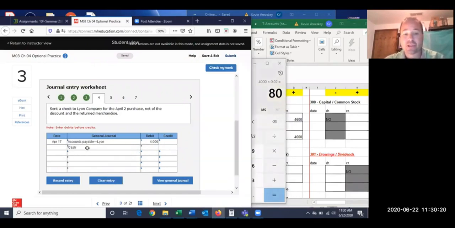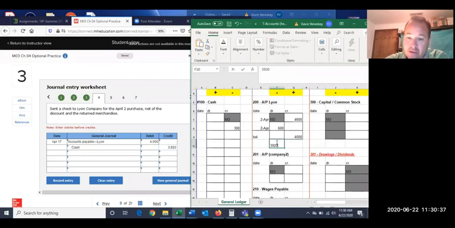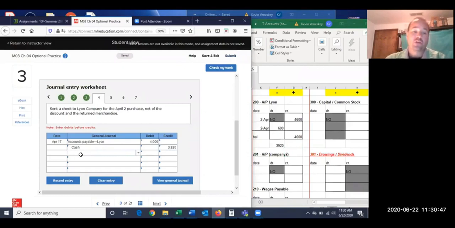When I pay cash, I'm not going to pay $4,000. I'm going to pay $80 less than that. So that comes out to be $3,920. Right now, my journal entry doesn't equal. And one thing I do not want to do is come up here and put $3,920, because that shows I still have a balance. I would still owe $80. But I don't. I owe nothing. They gave me a discount. So I need to show that.